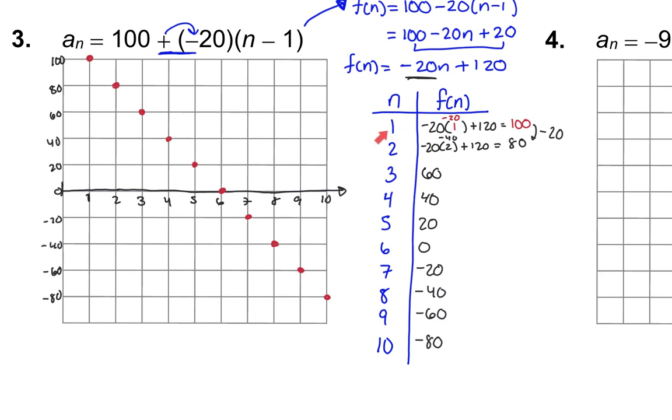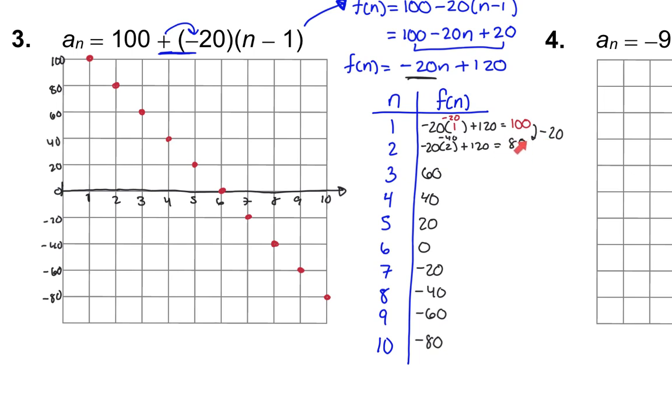If I substitute my value of 1 into my function right here, I'm going to get negative 20 times 1, which is negative 20. Negative 20 plus 120 is 100. Now I'm going to do the next number. Negative 20 times 2 is negative 40. Negative 40 plus 120 is 80. And if you notice, it's decreasing by 20.